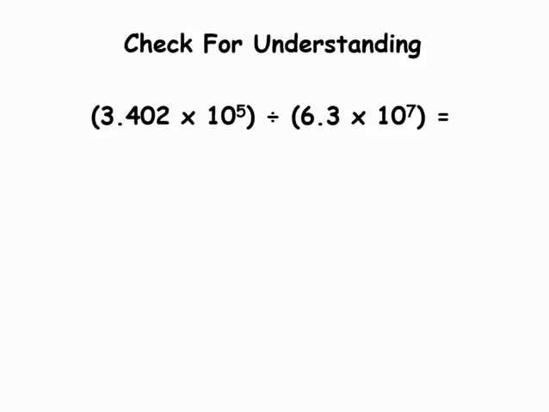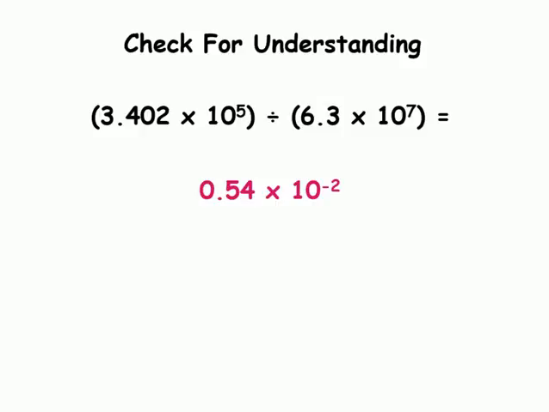Here's your next practice problem. Go ahead and press pause so you can try this. 0.402 divided by 6.3 gives me a value of 0.54 using the correct number of significant figures, 2. Again, this m value has 4 significant figures. However, this m value only has 2, so my response needs to have 2 significant figures.